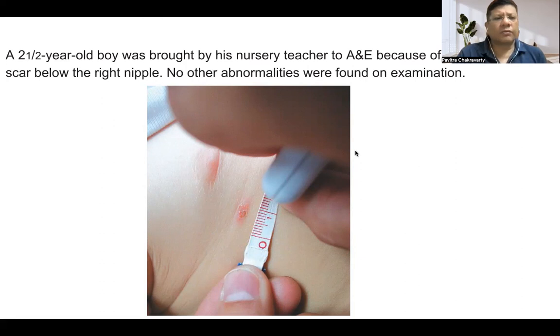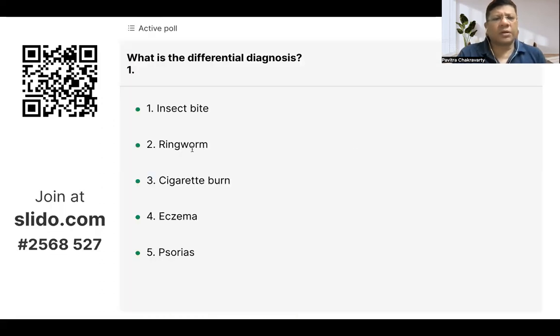All right. So I will straight away go to the next one, the answer. The choices are, as I said, insect bite, ringworm, cigarette burn, eczema, psoriasis. Okay. So I'll count till 10. In these cases, you either know or you don't know. Don't waste too much time. Whatever is your first impression, go for it.